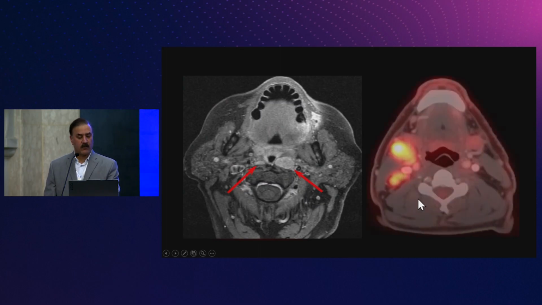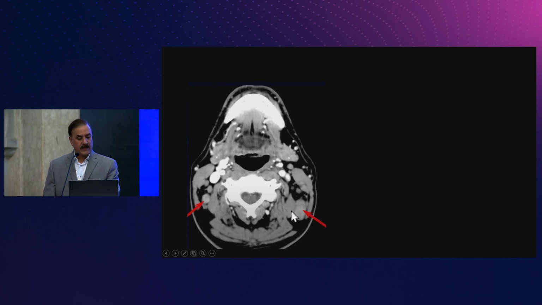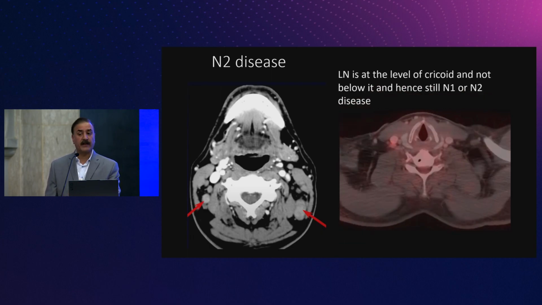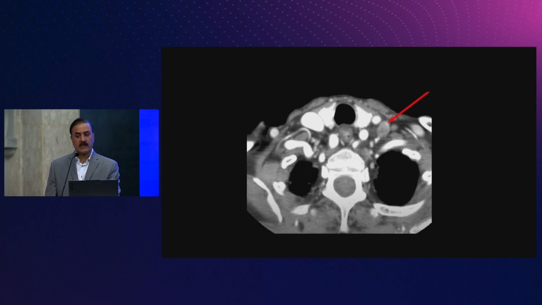Ipsilateral lymph nodes, N1 disease. Now, in this case, you have lymph nodes bilaterally, so that's straight and simple N2 disease. This is a small lymph node in a patient with nasopharyngeal carcinoma at the level of the cricoid cartilage. We are not below the level of the cricoid cartilage. So if this is unilateral, this is N1. If it is bilateral, this is still an N2 disease. As opposed to this lymph node, which is now below the level of the cricoid cartilage. So this becomes an N3 disease now.